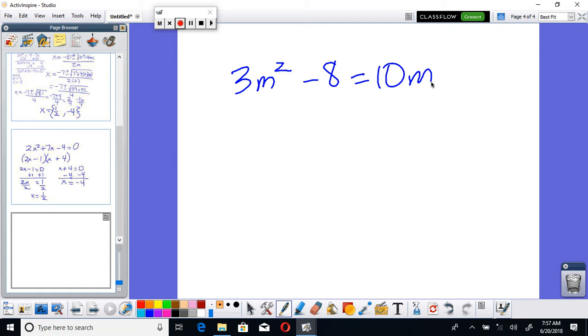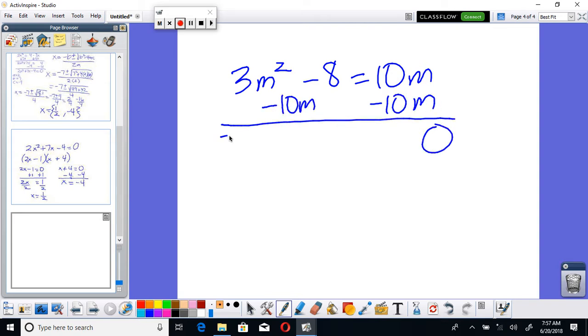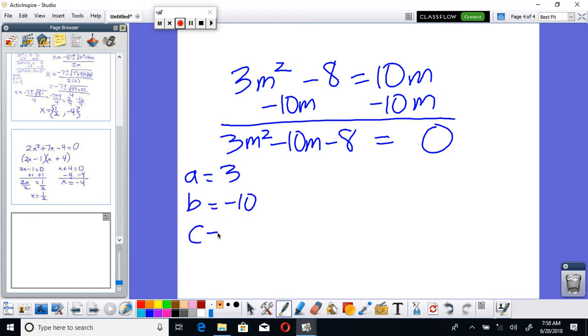Ready? Okay. We need to get 0 on one side. We're going to subtract the 10m. Good. Okay, so now we have it in standard form. 3m squared minus 10m minus 8 equals 0. Our a value is 3. Our b value, negative 10. Our c value, negative 8.